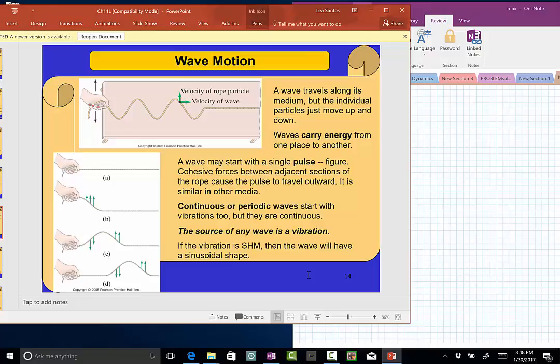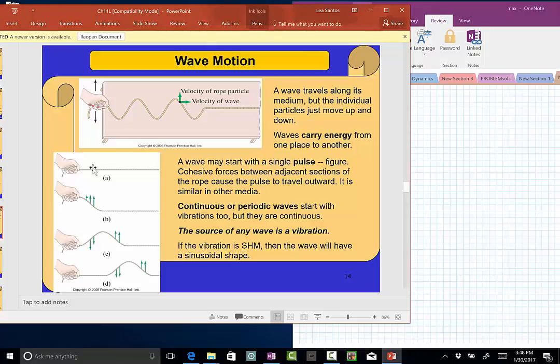Okay, now let's continue. We said that in this chapter 11, our purpose was to talk about oscillations and vibrations, and then use these oscillations to create a wave. So that's the second part, to create these waves and describe these waves.